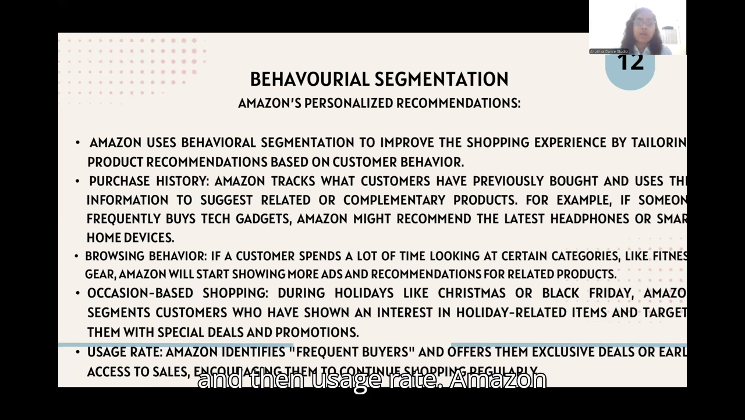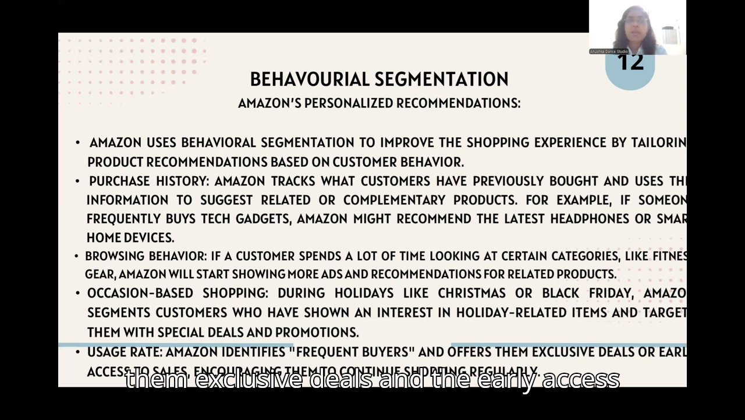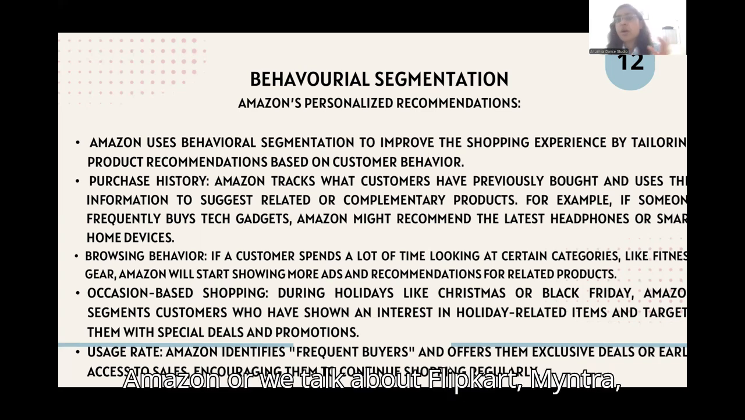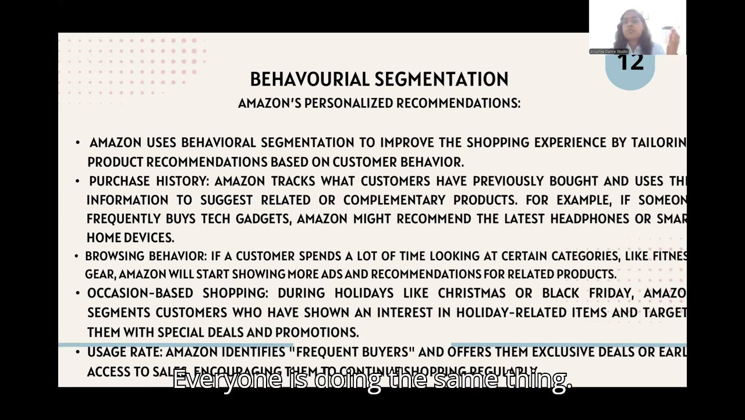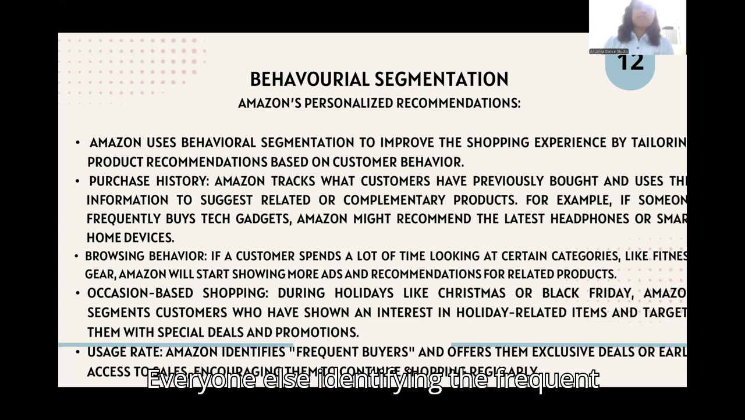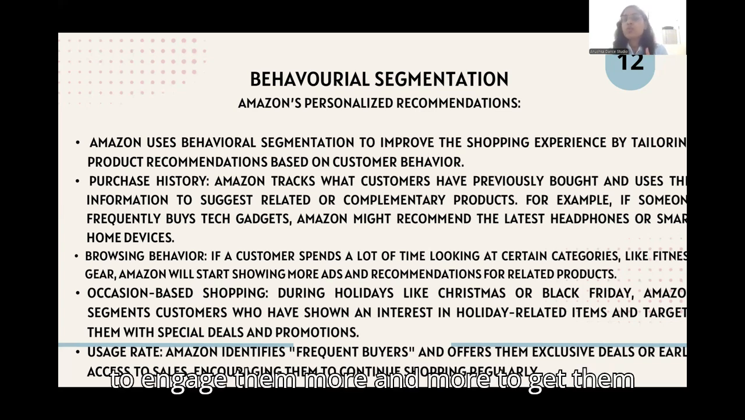And then usage rate. Amazon identifies frequent buyers and offers them exclusive deals and early access to sales, encouraging them to continue shopping regularly. Whether we talk about Amazon, Flipkart, Myntra, Meesho, or Ajio, everyone is doing the same thing. Everyone is identifying the frequent buyers and providing them exclusive deals. This is all done to engage them more and more, attract them to that particular platform, and increase sales.